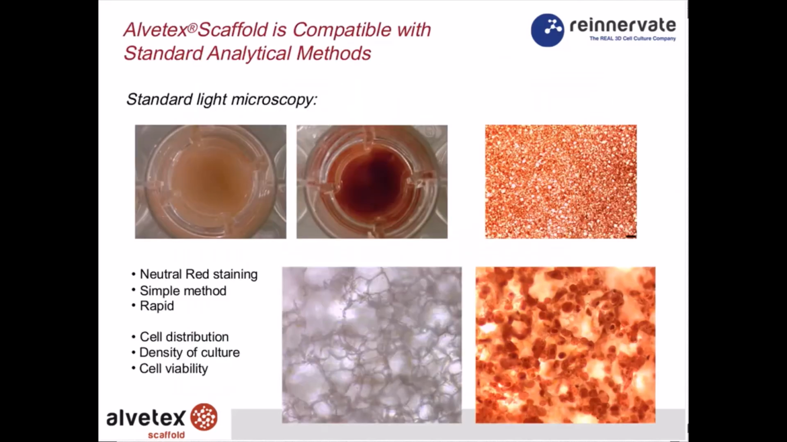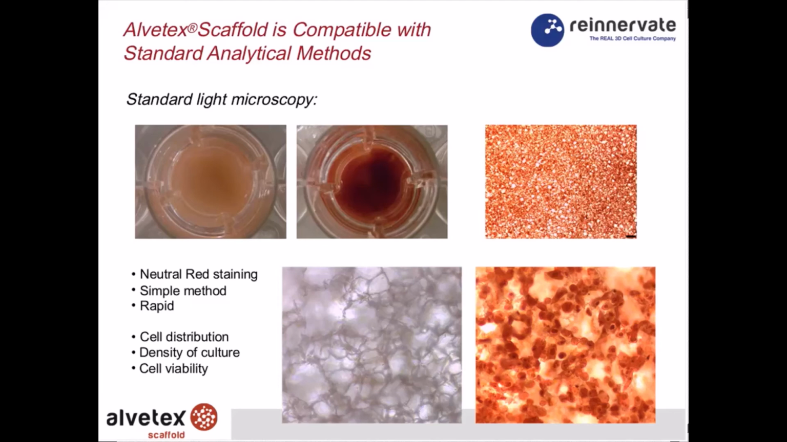So just to finish off, let me go quickly through some methods that are compatible with Alvetex technology. What we have here is a slide looking at visualization of the culture. When you're growing cells in 3D, it's much more difficult to visualize them on a standard inverted phase microscope, which you will find in the normal cell culture lab. So to get around this problem, we've developed a very simple protocol where you just stain your culture with neutral red, and you can now visualize the cells very readily using that microscope. Now, you don't have to do this all the time.